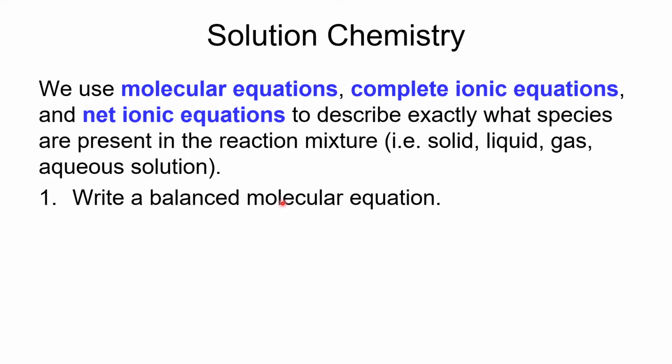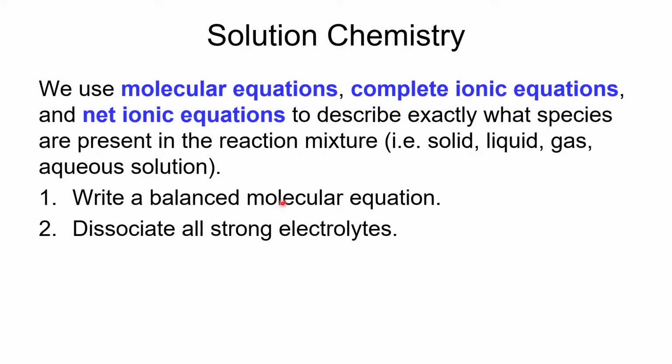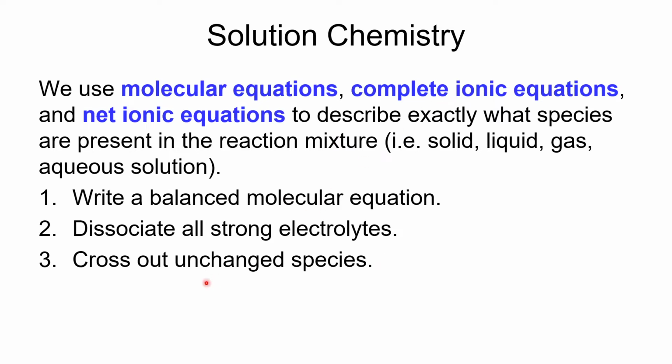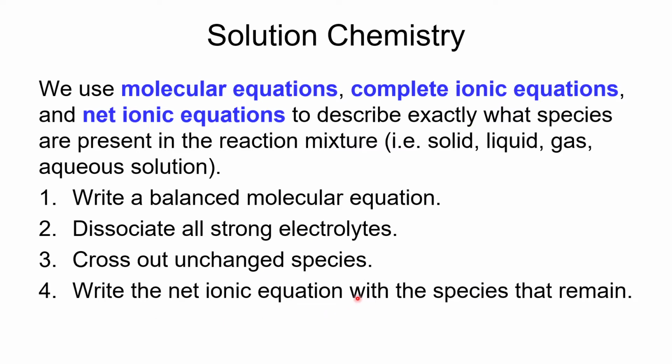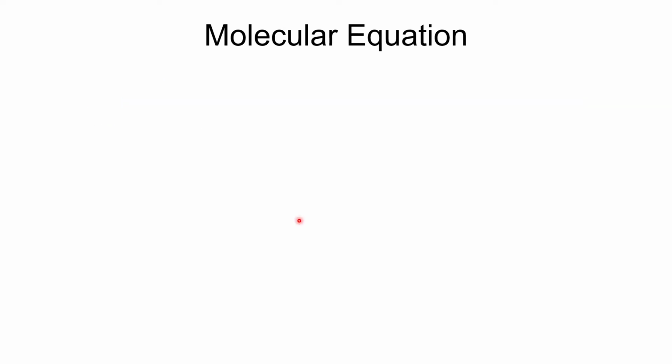So write a balanced molecular equation. Next, we want to dissociate all things that are strong electrolytes. All right, so dissociate all strong electrolytes. Okay. We want to cross out any unchanged species. So when we dissociate the strong electrolytes, that's going to give us the complete ionic equation. When we cross out the unchanged species and rewrite the equation, that's going to give us the net ionic equation. So those are the steps for doing these equations. We're going to go through this multiple times, so you're going to get good at it, whether you like it or not. So let's move forward.